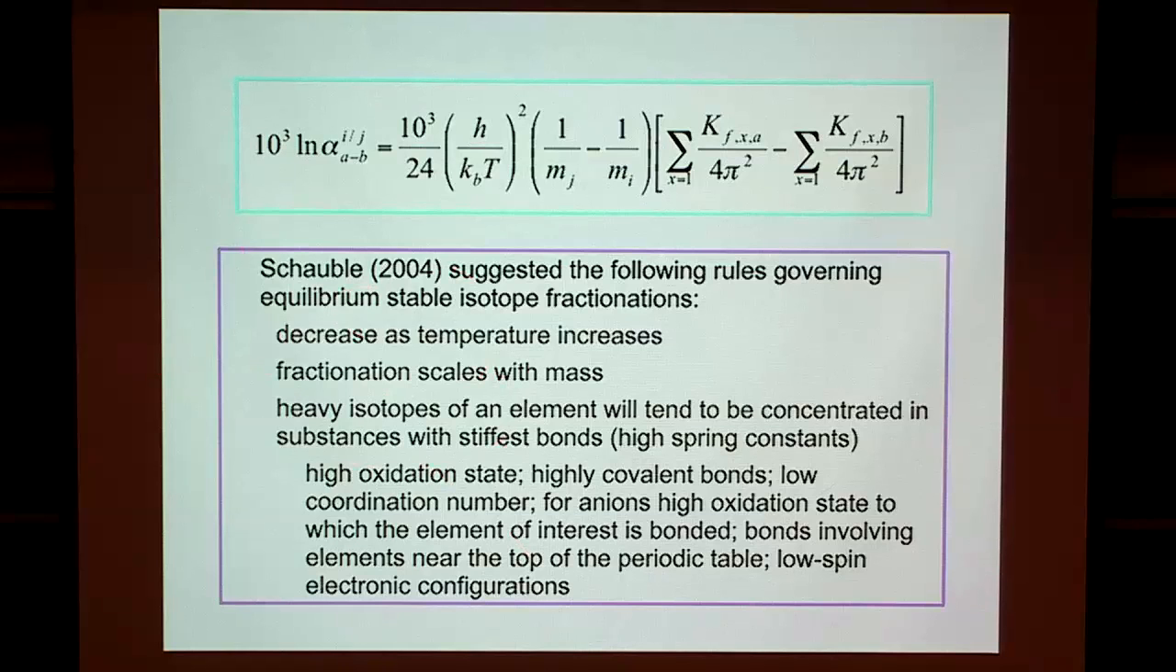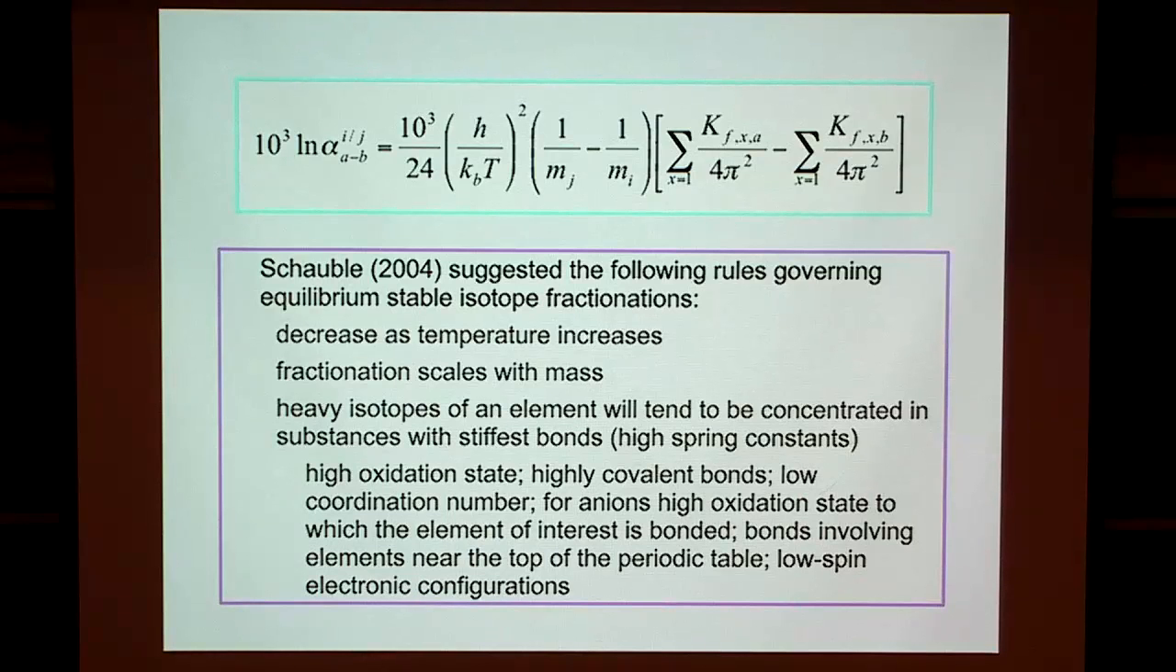So Edwin calculates these fractionation factors, and he wrote this great review in the Reviews in Mineralogy, where he basically suggested the following rules that govern equilibrium stable isotope fractionation. Okay, so it decreases as temperature increases. There you go. If fractionation scales with mass, we've got that here. And then the heavy isotopes of an element will tend to be concentrated in substances with stiffest bonds. This I showed you earlier when I showed you the potential energy, right? So you have high oxidation state, high covalent bonds, low coordination number, low spin electronic configurations, et cetera, et cetera.